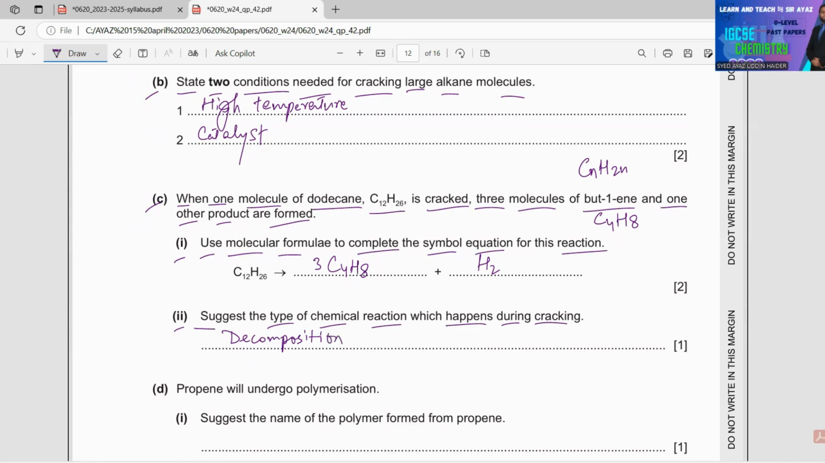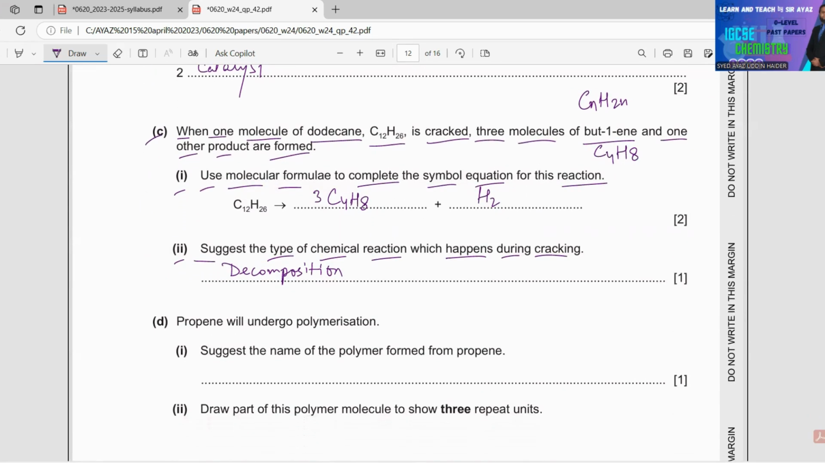You either have thermal cracking or catalytic cracking. Thermal, catalytic.